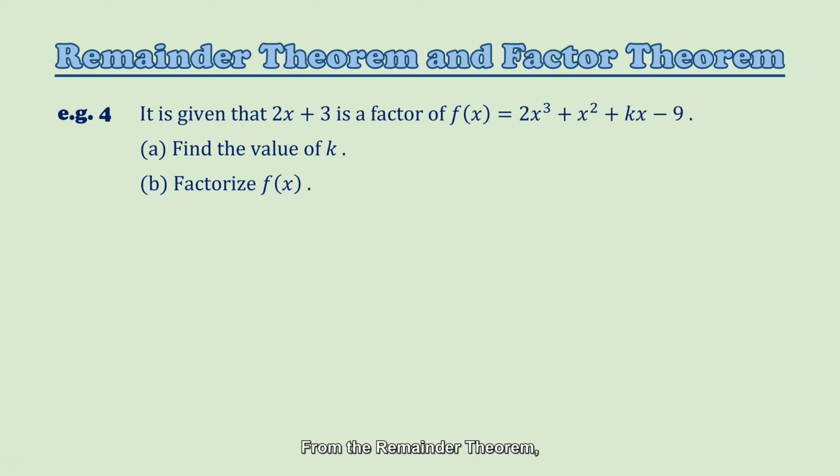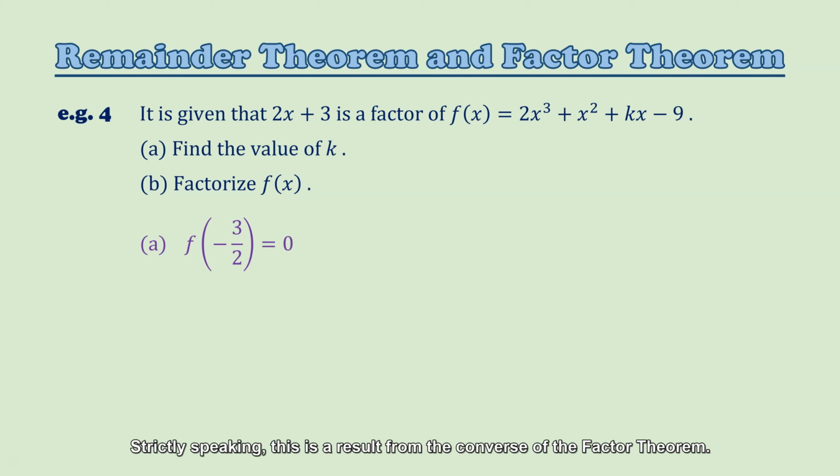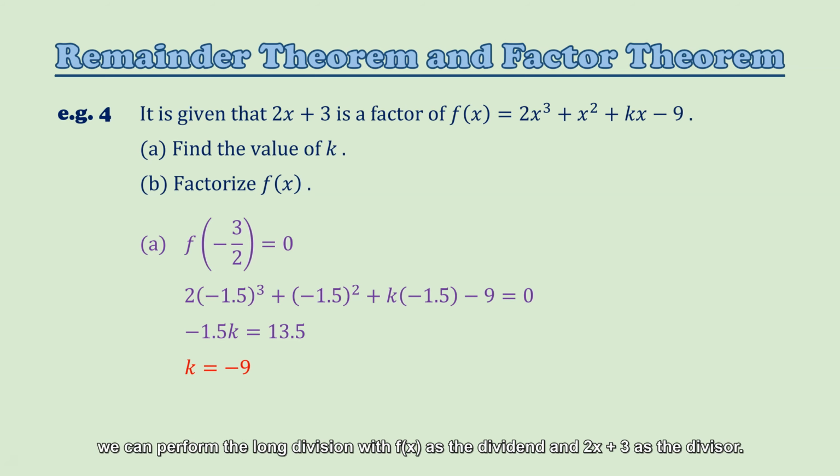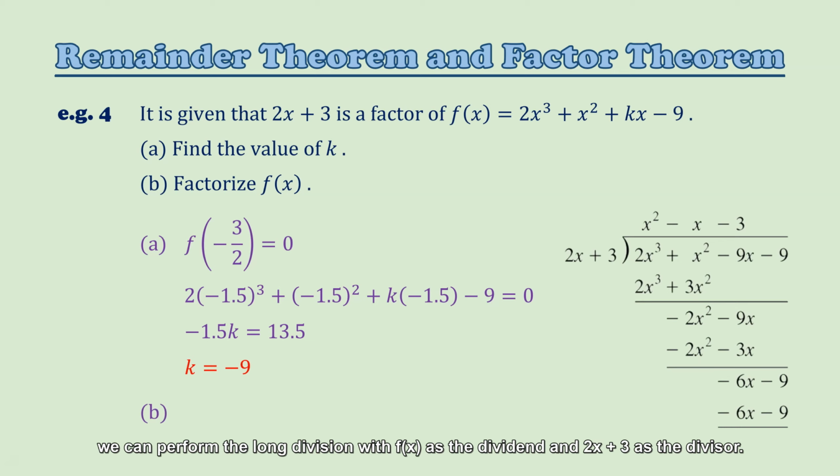From the remainder theorem, we should know that f(-3/2) is equal to 0. Strictly speaking, this is a result from the converse of the factor theorem. As a result, we can solve that k is equal to minus 9. Afterwards, in part B, just like the previous example, we can perform the long division with f(x) as the dividend and 2x plus 3 as the divisor. The quotient obtained is another factor of f(x).